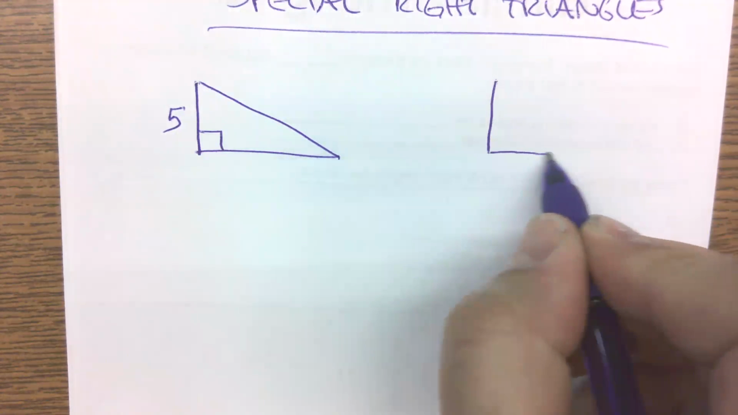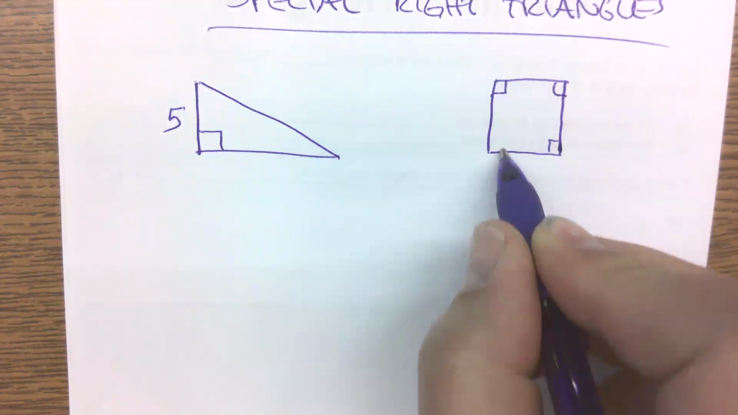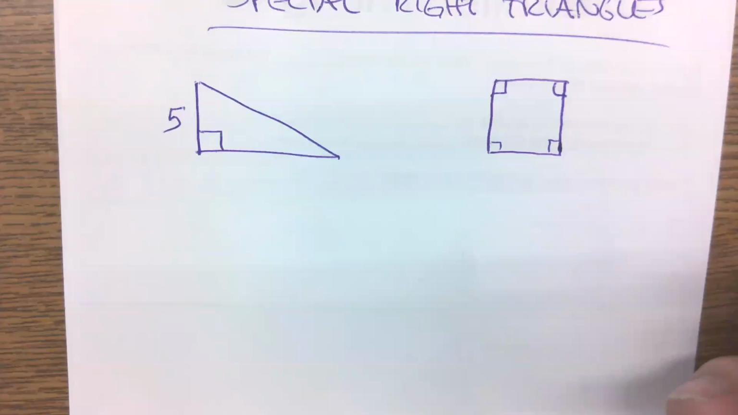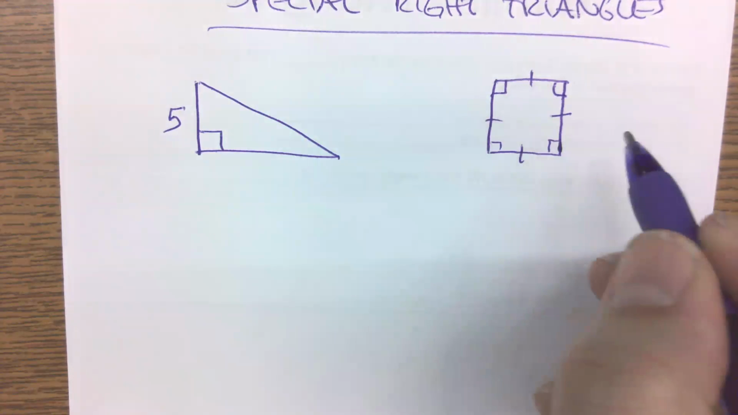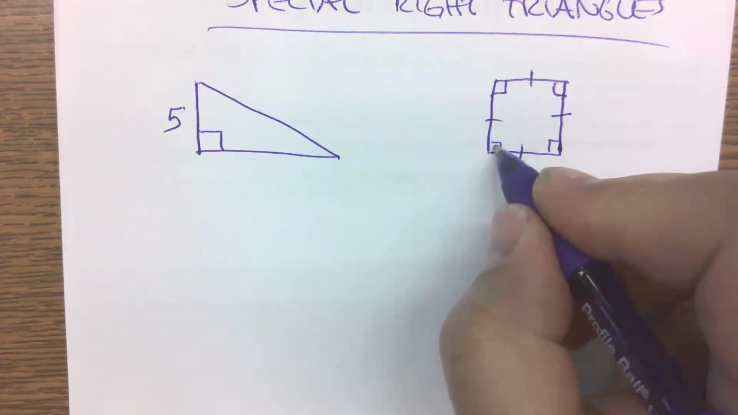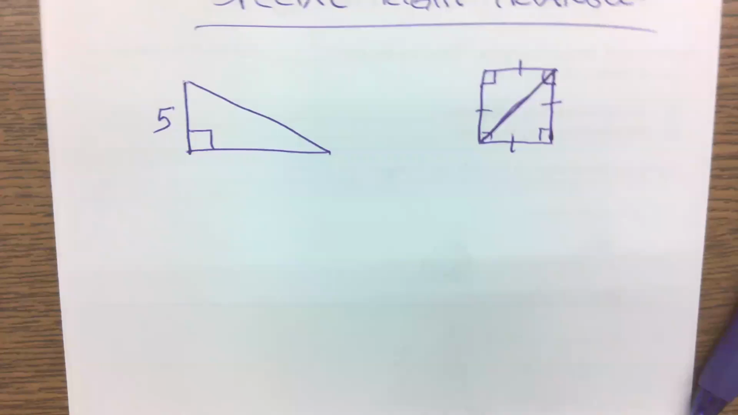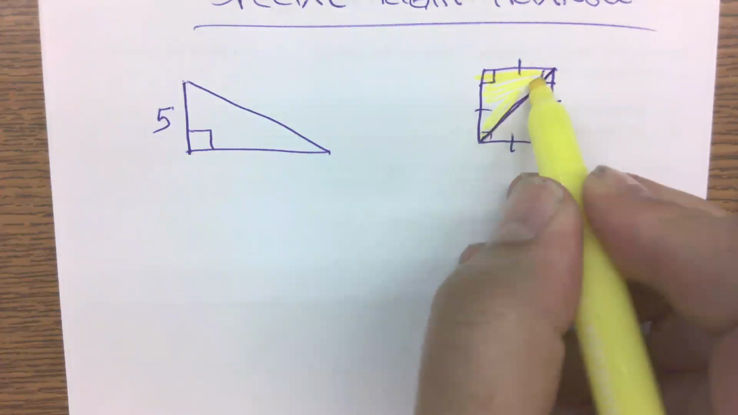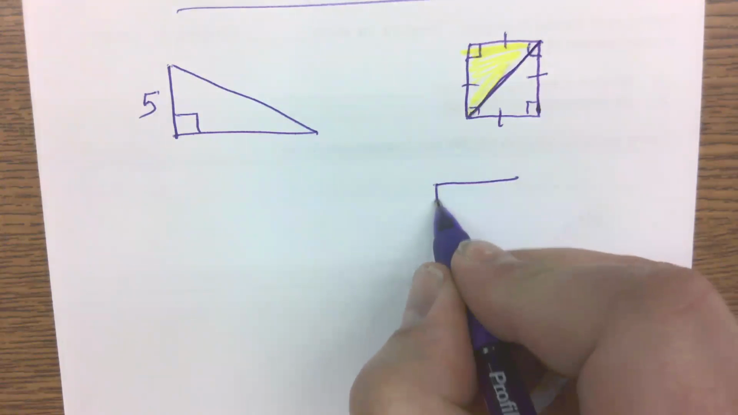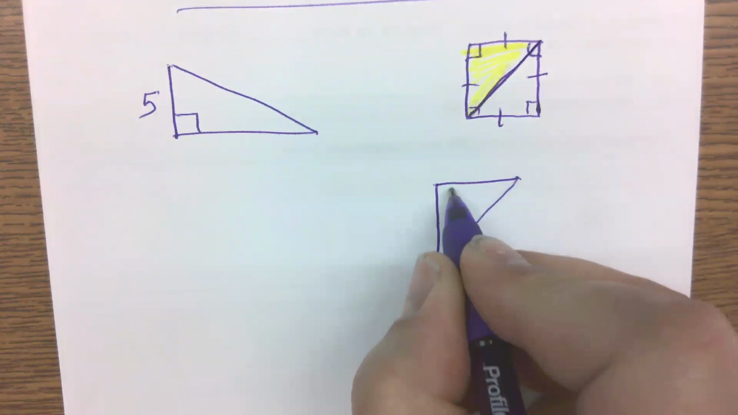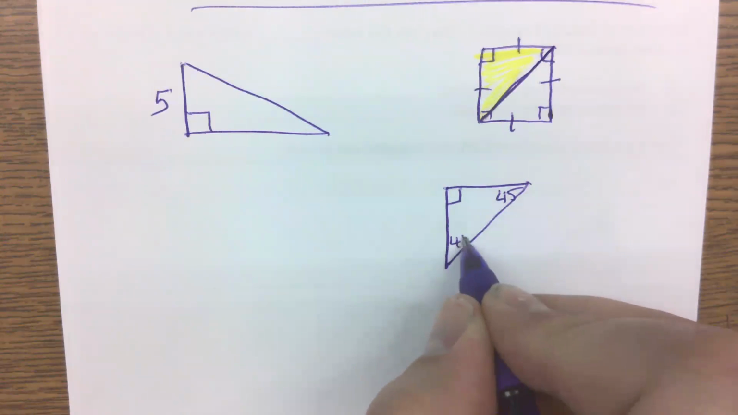First one I want to talk about is what happens if you take a square. So by definition, it's got 4 right angles. It's a rectangle. And it's got 4 congruent sides. It's a rhombus. What if I then slice this in half with a diagonal? There's the triangle I'm talking about. Do you know what the angles are in that triangle? They both have to be 45, don't they?